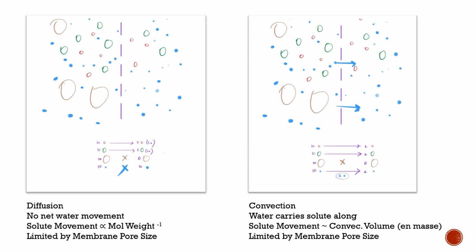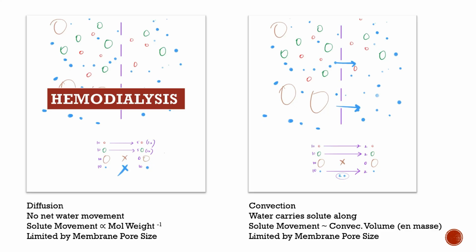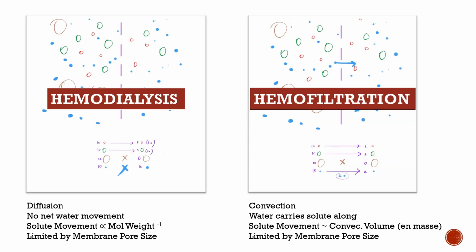Now to simplify, diffusion is what we use in hemodialysis. Solutes move based on concentration difference. Convection is what we use in hemofiltration. Solutes move along with filtered fluid. You might now ask, if you are filtering fluid along with the toxins, won't the patient become dehydrated or hemoconcentrated? That's a great question.